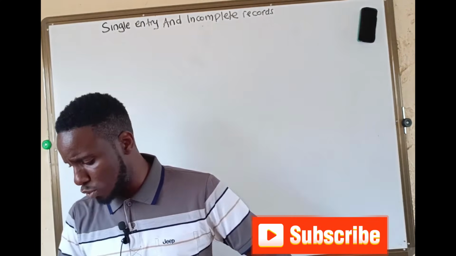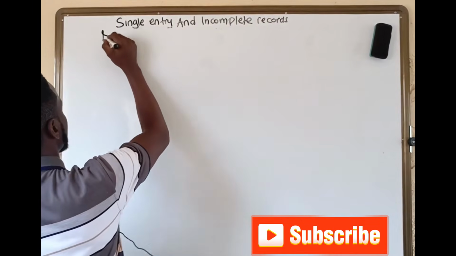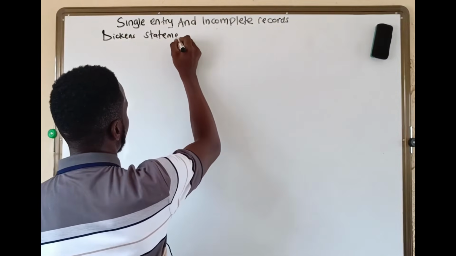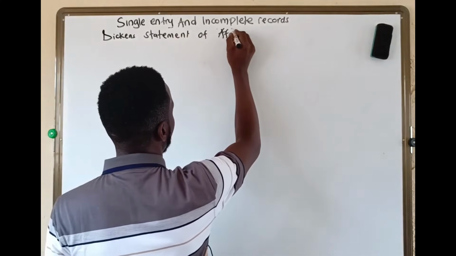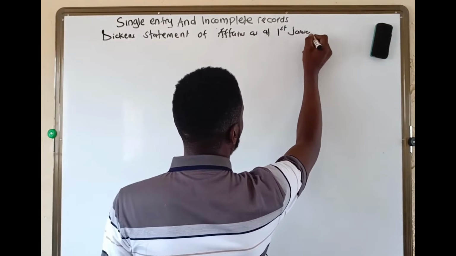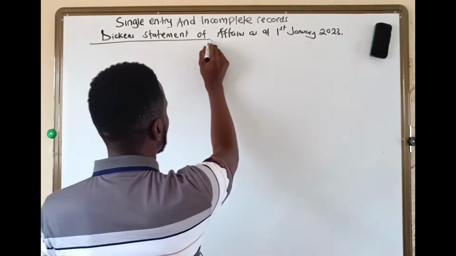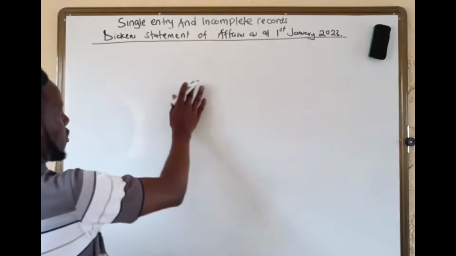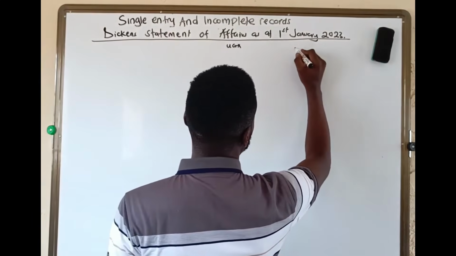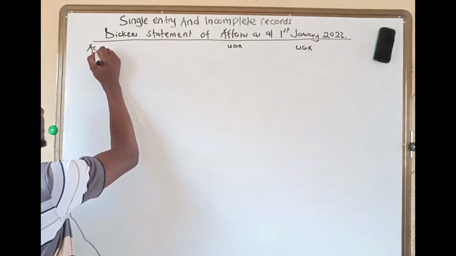So we are told to prepare the statement of affairs. So we come and say, Dickens, statement of affairs as at 1st January 2023. So this is what we are going to take. Now, of course, we shall have our Ghanaian shillings currency here. So we shall begin with our assets.